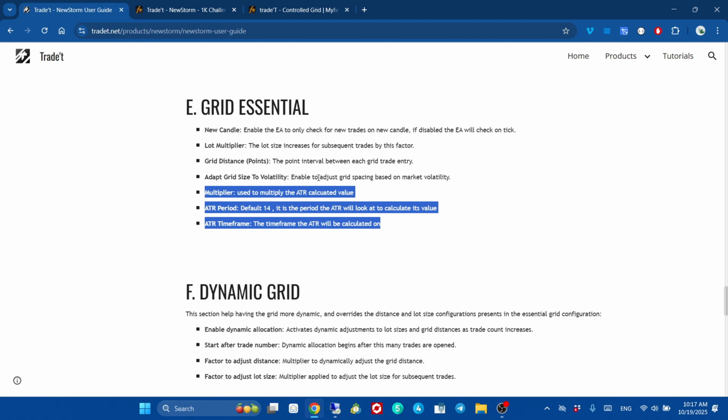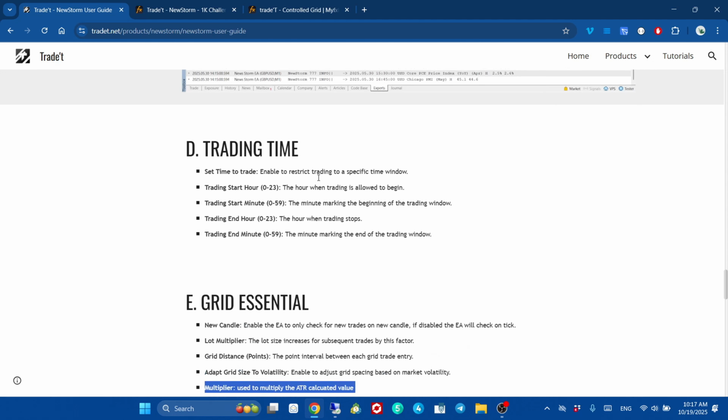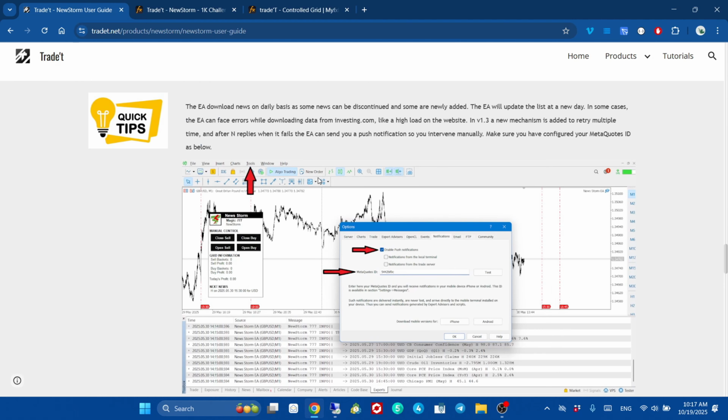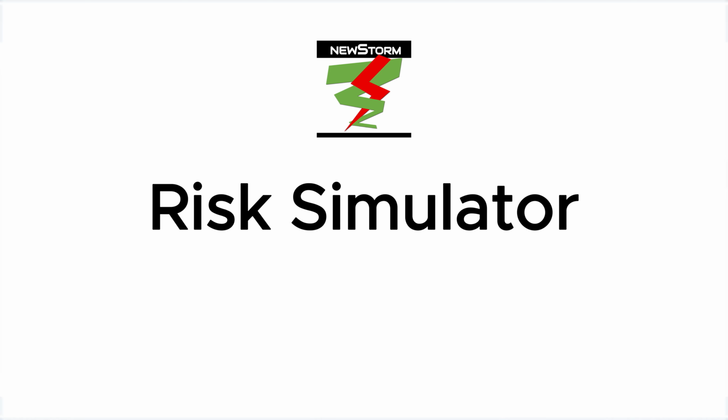Let's now jump to the risk part, and of course we're going to jump later on to the challenge part, how I manage it, and all the details about it. All right, let's talk now about the grid risk simulator.